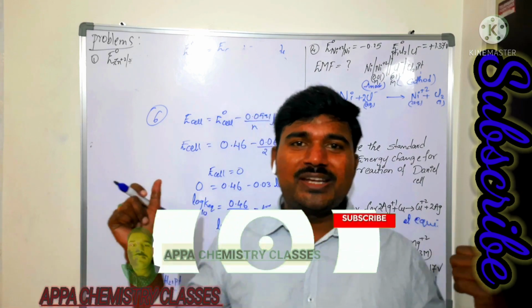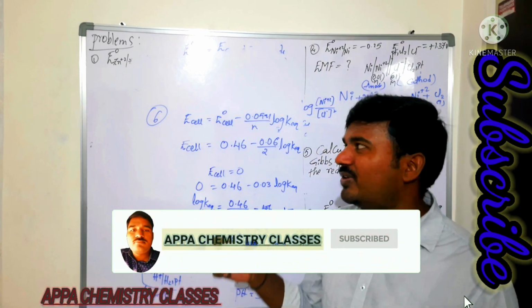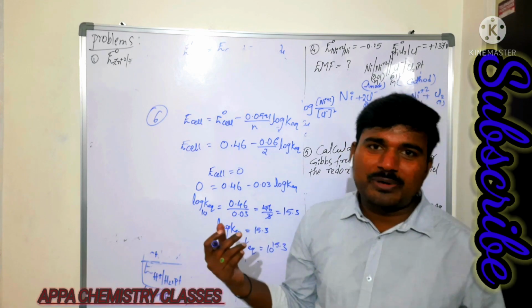This is the complete Nernst equation with example problems for each model. I have explained the problems also.